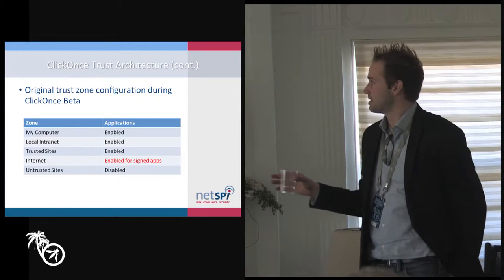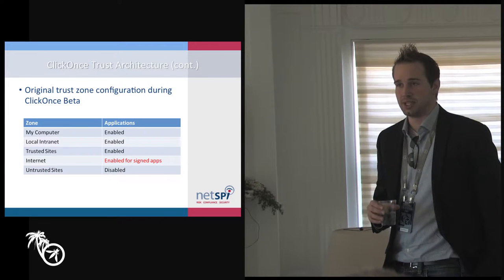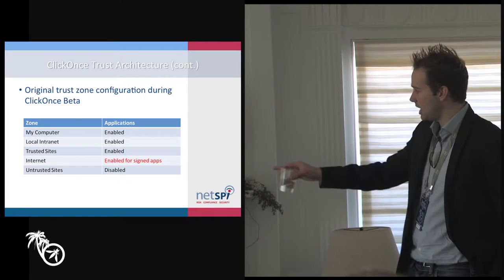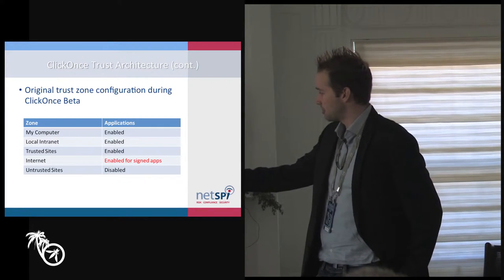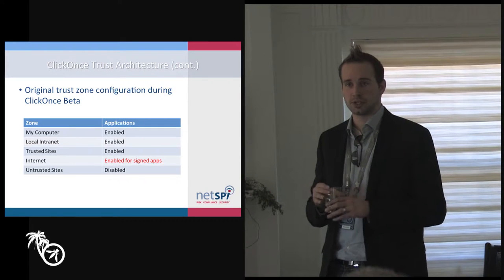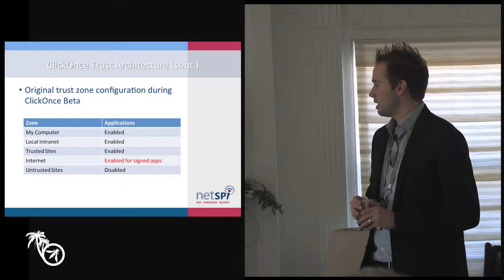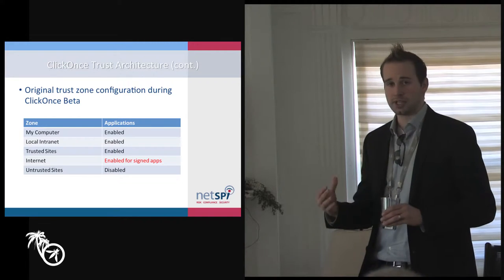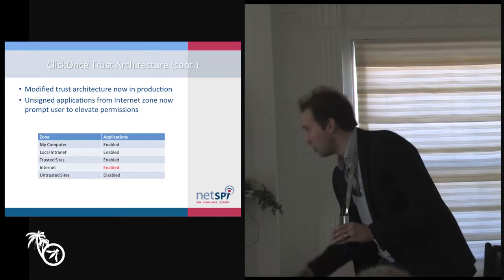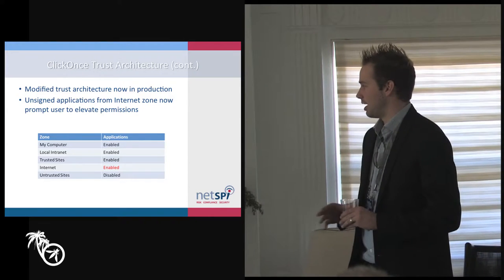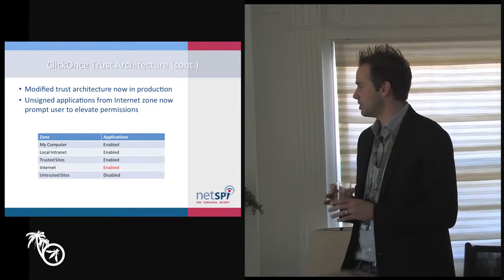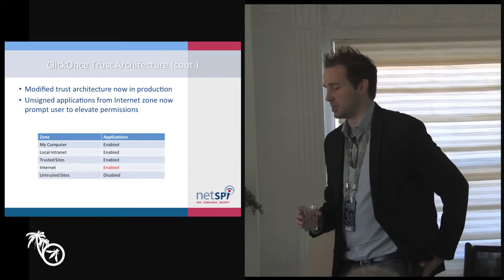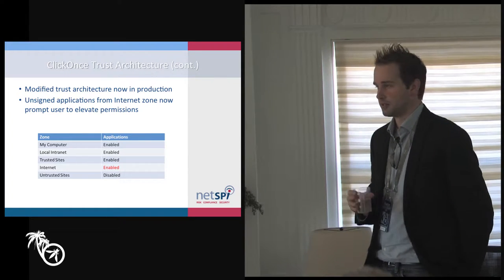So here is the original zone configuration when ClickOnce was actually being designed, when it was in beta. I believe that was .NET 2.0 when it was being developed. And you can see here on the internet side, if it comes from the internet, the prompt for users to actually trust it and to elevate privileges was enabled only for signed applications. And that's signed by a certificate authority. So it was looking promising at first. But once ClickOnce actually made it to production, they went ahead and changed that so it doesn't need to be signed by a CA for any of the applications that are coming from the internet, meaning that once again, the end user is the one responsible for elevating those privileges.